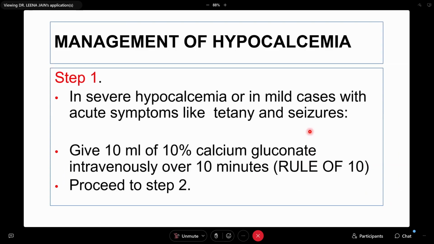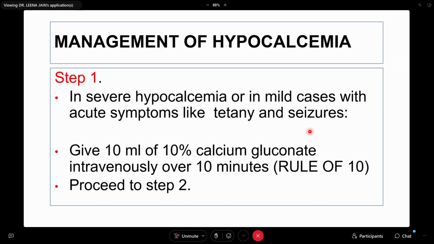There could be many symptoms, like tetany and seizures. So what you have to do, there is a rule of 10: give 10 ml of 10% calcium gluconate intravenously over 10 minutes. What is the rule of 10 for the management of hypocalcemia? That is 10 ml of 10% calcium gluconate intravenously over 10 minutes. So this you have to keep in mind.